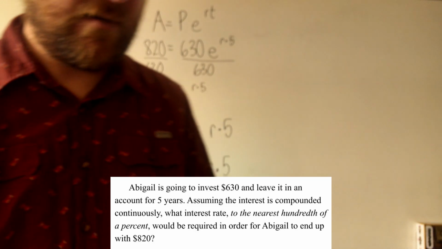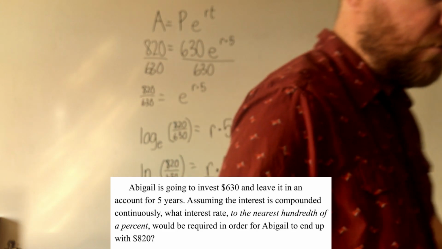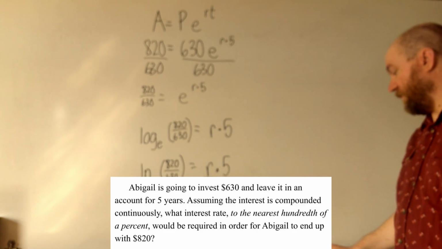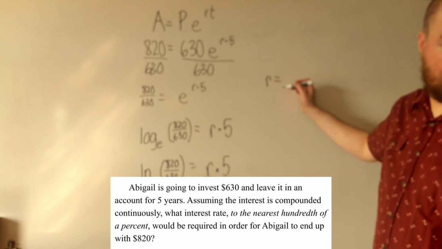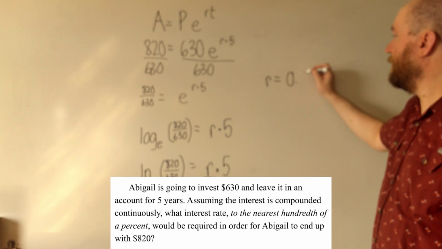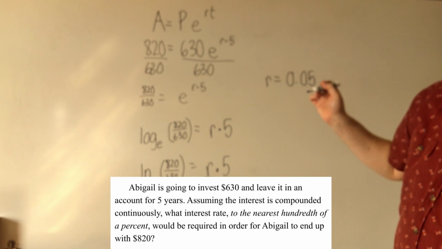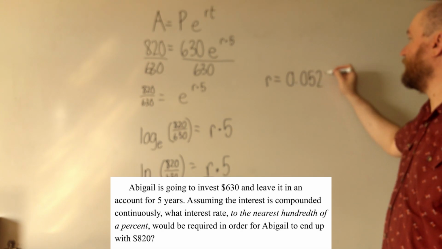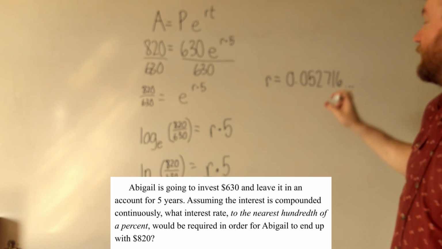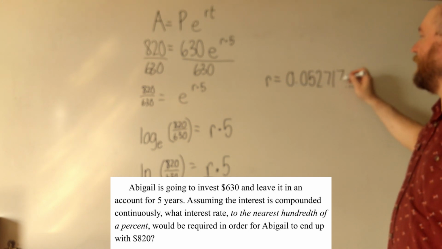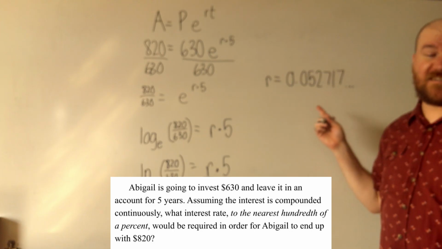0.0527169042. Now it's weird to get a small decimal here, right? But when you think about it, we were solving for the rate. The rate is 0.052716, and so on. There might have been some rounding there. Yeah, technically this should be a 7. But anyway, this is a rate as a decimal.